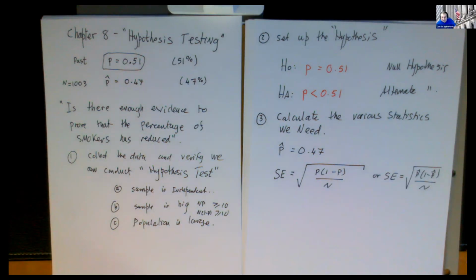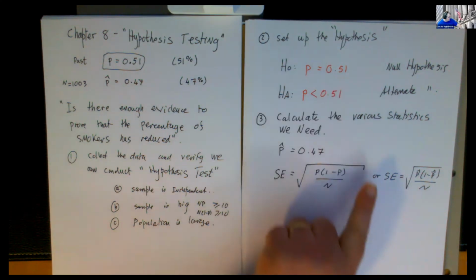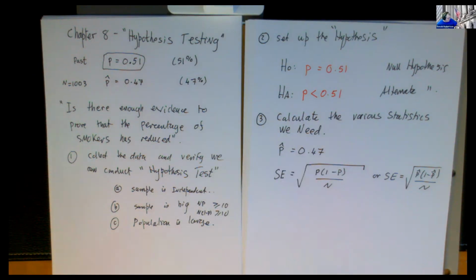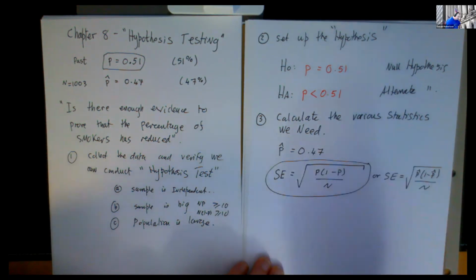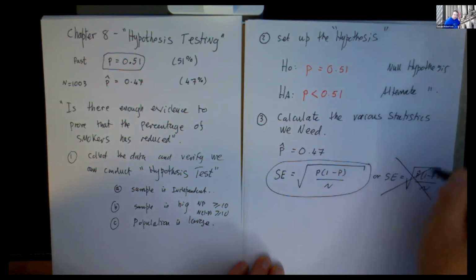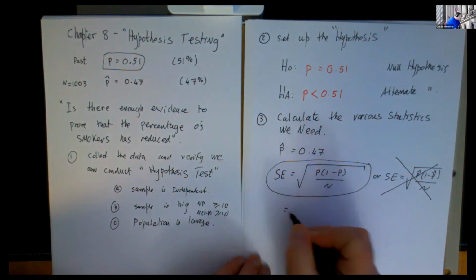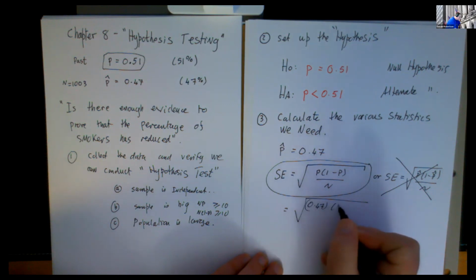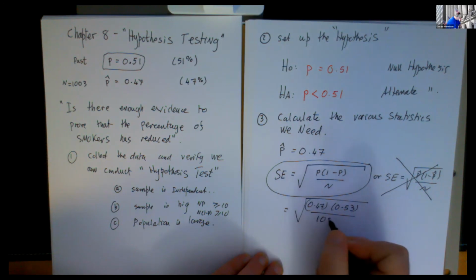Now, they both look almost identical. There's one major difference. In this standard error, you use that number. In this standard error, you use the 0.47. The one that we should always use is this one. I never use that one. So let's see what that's equal to. The square root of 0.47 multiplied by 0.53 divided by 1003 this time.